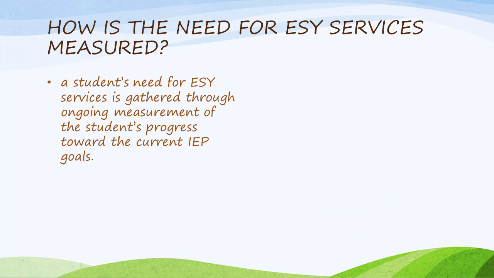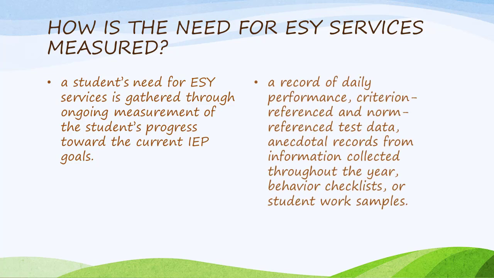So the information that is needed by an IEP team to determine a student's need for ESY services is gathered through ongoing measurement of the student's progress towards their IEP goals. And an essential component of a student's goals is the method to measure progress. So information can be gathered through a variety of informal and formal measures, and those include things like a record of daily performance, criterion referenced and norm referenced test data, anecdotal data from information collected throughout the year, as well as behavior checklists or student work samples.